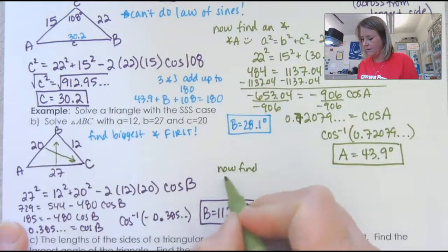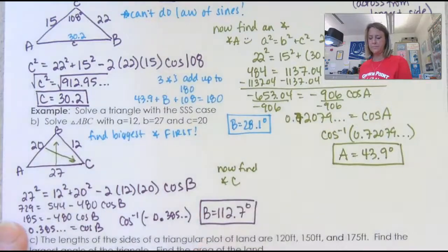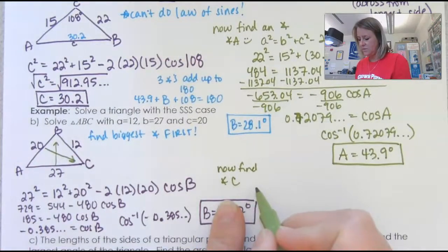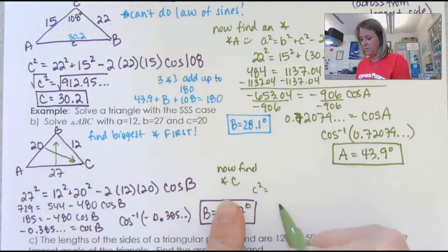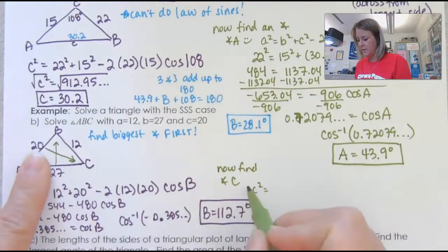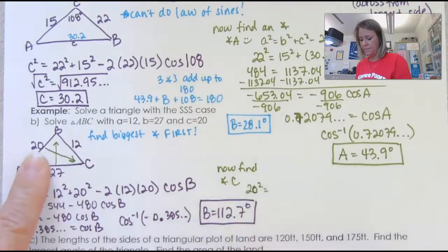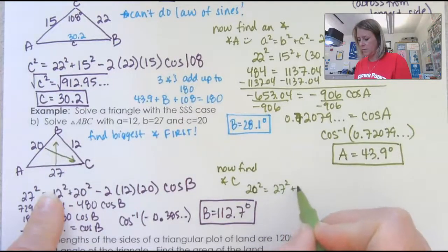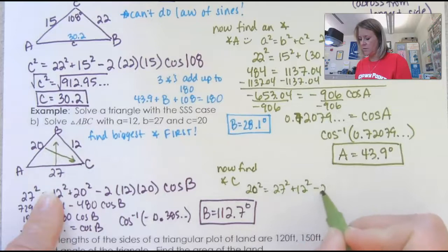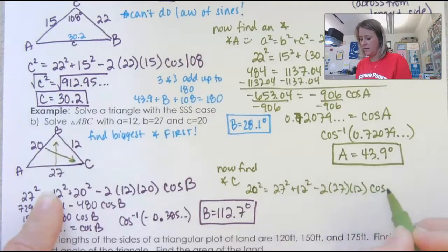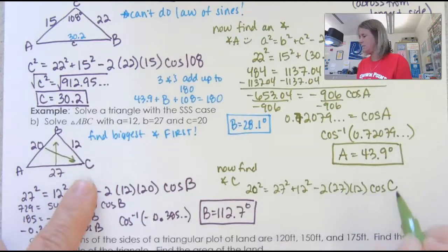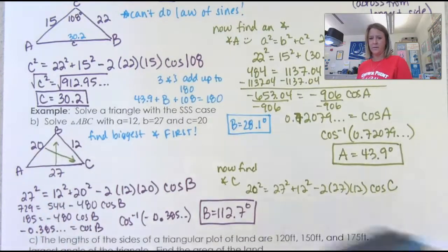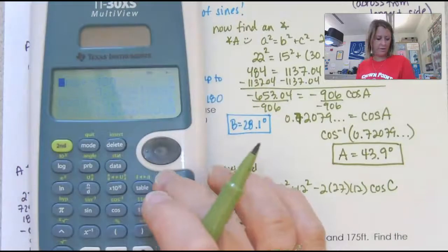Now find angle C. So I've got C squared is equal to, actually no, I know what C is. C is 20 squared equals, add the other two sides, 27 squared plus 12 squared minus 2 times 27 times 12 cosine, and we're looking for angle C. So I'm going to put a C right there. All right, so now it's just a bunch of calculator work.